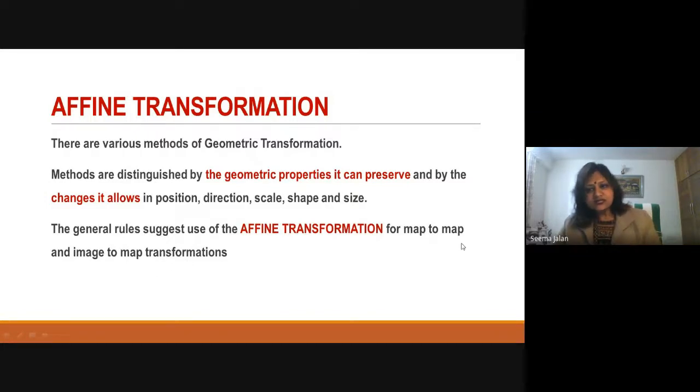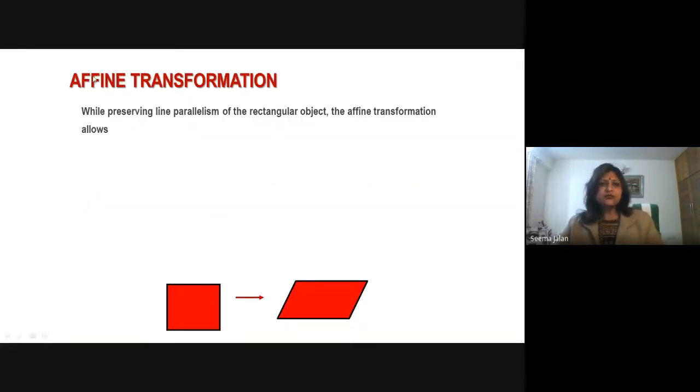For both these transformations, I need an equation which allows me all the 4 types of changes and which gives me all the 6 types of coefficients. And that type of transformation is affine transformation. So affine transformation, what does it allow me? It allows me to get a skewed output while preserving line parallelism of the input data.